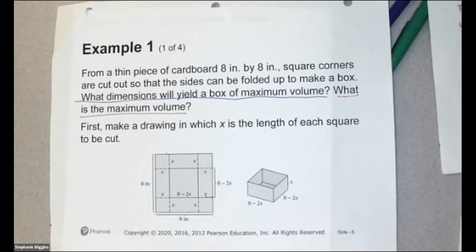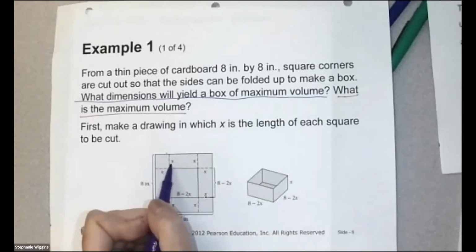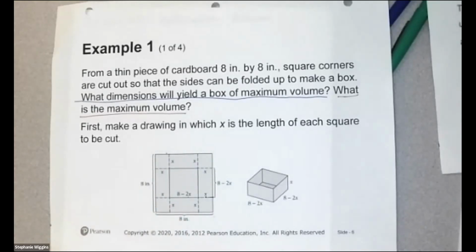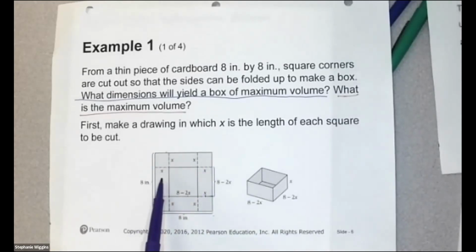We have a thin piece of cardboard, 8 inches by 8 inches, and we're going to be cutting out square corners of a variable length x. We're going to try and determine what is the length of x that we need to cut out of this material in order to form a box yielding maximum volume. So notice that if you cut these squares out and fold these sides up, you get a box like this. It doesn't have a lid, so obviously this is not going to be used for shipping.